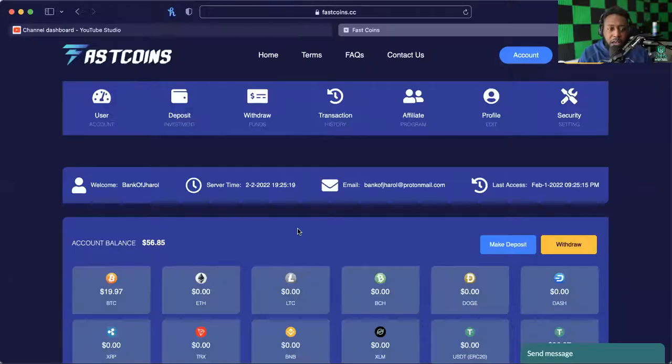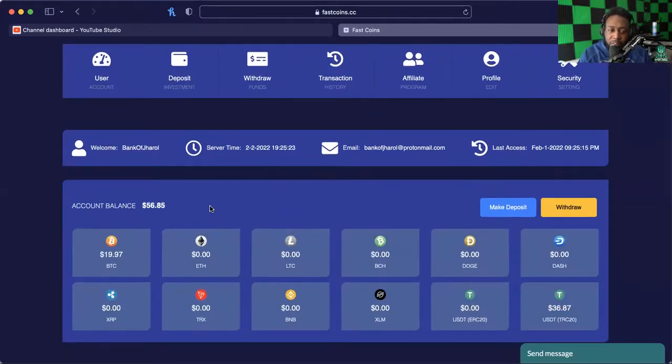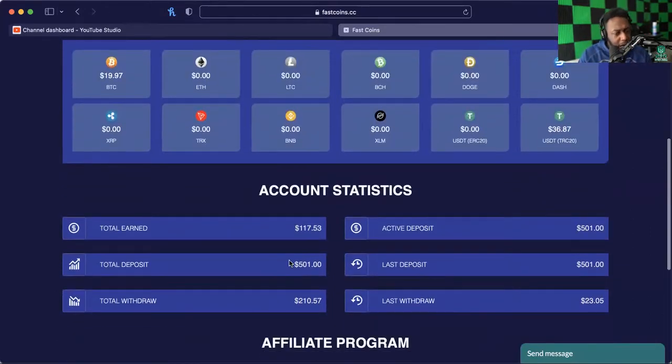I'm going to go into my back office here at Fastcoins. Y'all see I've got an account balance of $56.85. And I think I got some stuff I could take out except for Bitcoin. I don't have enough for Bitcoin yet. I'm going to let that accumulate. But I do have enough Tether to take out. But some of you are like, well, how do you have anything to take out? What did you do? Well, I deposited $500, all right? The total that I've earned right now is $117.